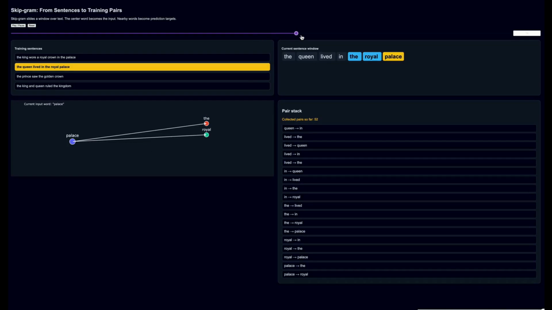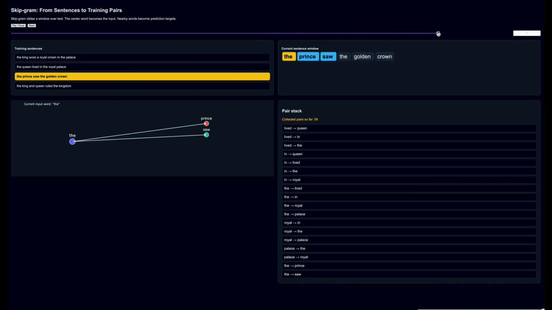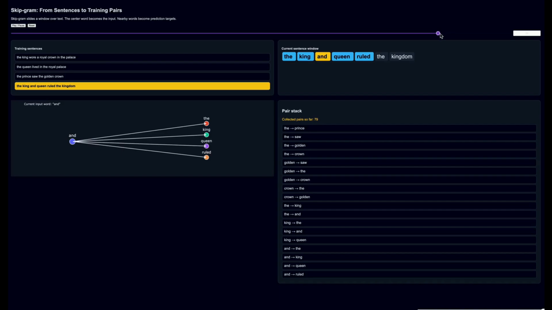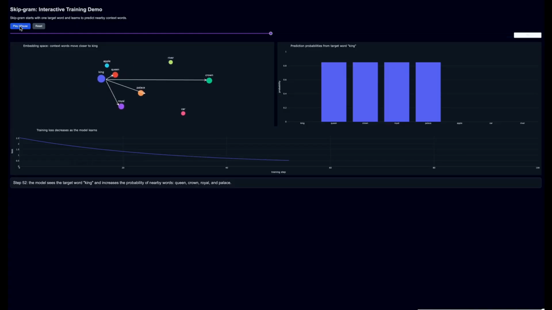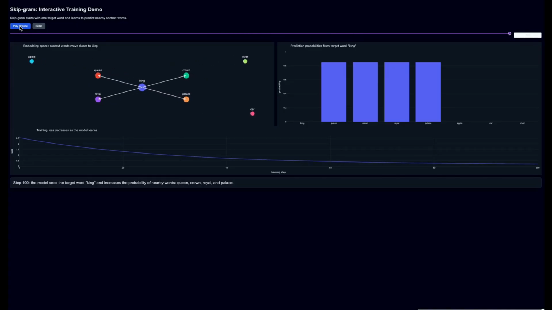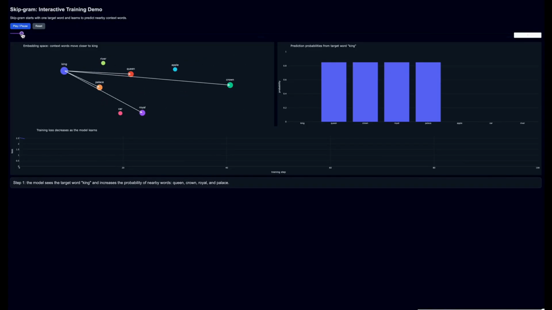Now let's move to the next visualization. This is where learning begins. At the start, every word vector is random. King is somewhere in space, queen is somewhere else, royal, crown, and palace are scattered randomly. The model has no understanding of language. Then training starts. The model sees a pair, like king predicts royal.